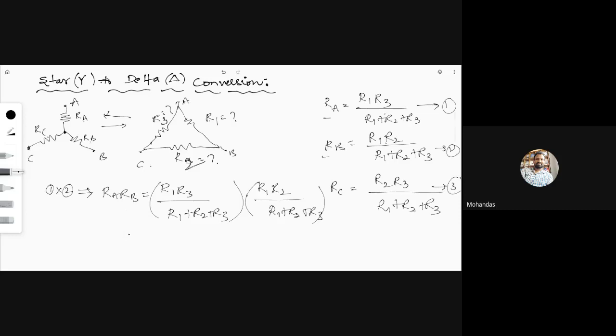1 into 2 is equal to R1 square into R2 R3 by R1 plus R2 plus R3 whole square, which is equal to RA into RB. The derivation is important, all of you follow. So let us say this is equation number 4. Similarly, let us multiply equation 2 and 3, and 3 and 1.